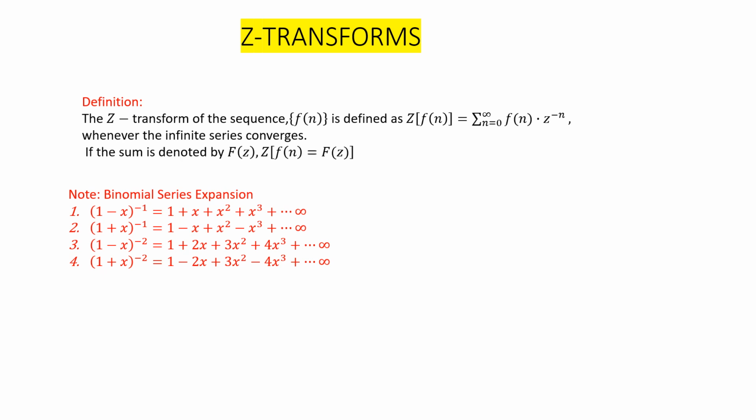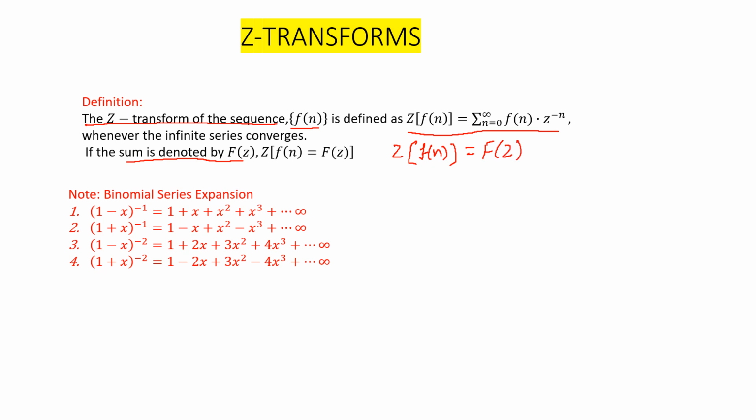In this video, we are going to talk about Z transform of a sequence. The definition goes like this. The Z transform of the sequence f(n) is defined as Z of f(n) equal to sigma n equal to 0 to infinity f(n) times z to the power minus n. If I denote the sum by F(z), then I can write the Z transform of the sequence f(n) is equal to capital F(z).